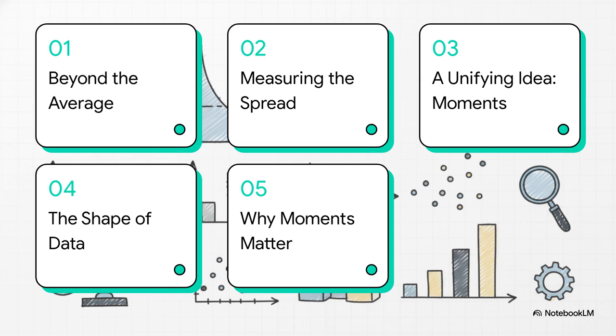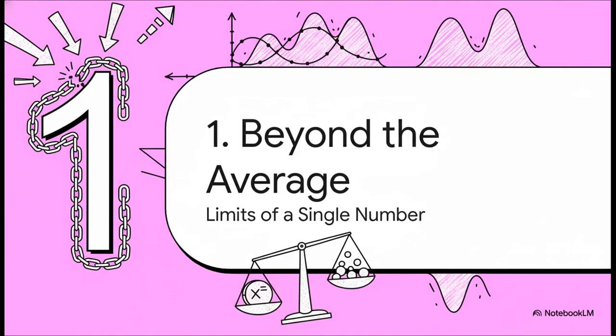So here's our game plan. First, we'll see exactly why the average isn't enough. Then, we'll talk about how to measure the spread. After that, we'll get to the really cool part, the unifying idea of moments. From there, we'll explore the actual shape of the data, and finally, we'll wrap it all up by seeing why this stuff actually matters in the real world. All right, let's jump right in.